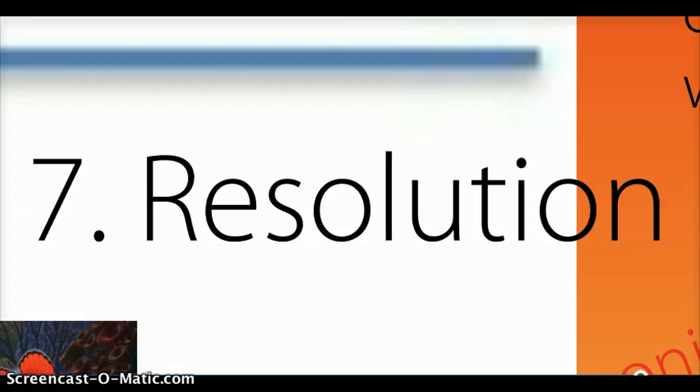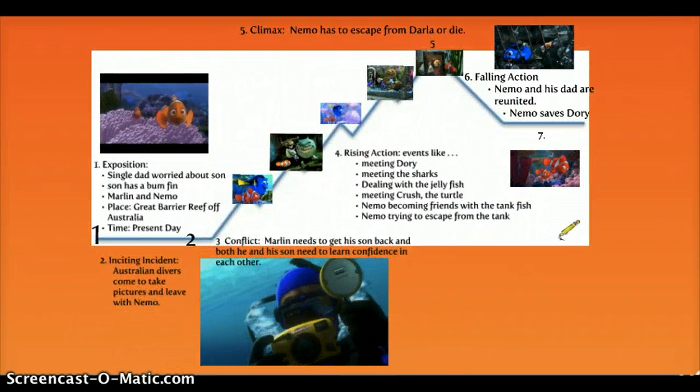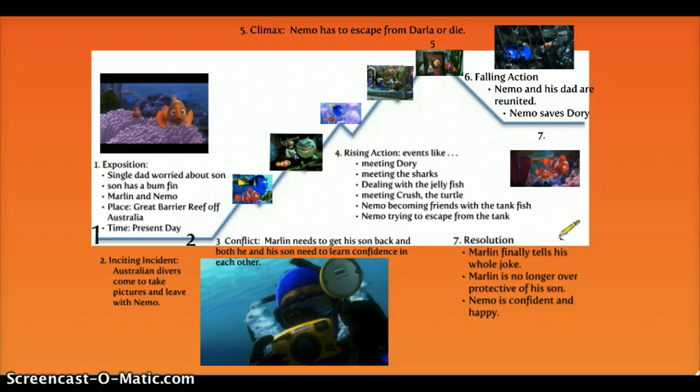All right, finally we have the resolution. Things are resolved in the resolution. The problem, for the most part, is solved, or the problem simply no longer exists. But there's no more story to tell because the conflict is over. So what does that look like in Finding Nemo? Here, Marlin has confidence. He's finally able to tell his joke. He's no longer overprotective of his son. Nemo's confident and happy. So everything is fine. They're together, and everything is going to be better from here on out. And so things are resolved. Pause and make sure you write that down.